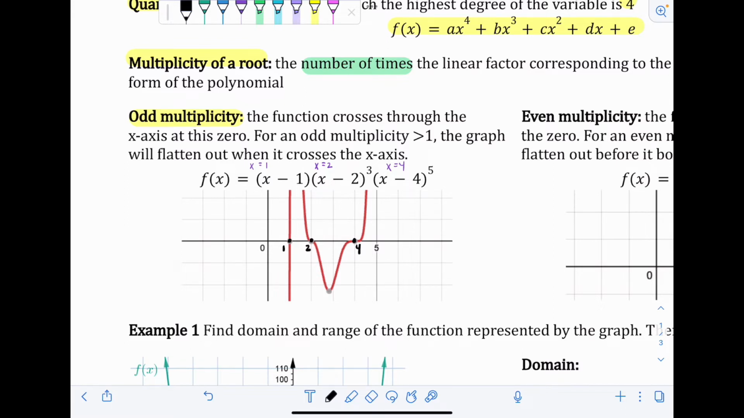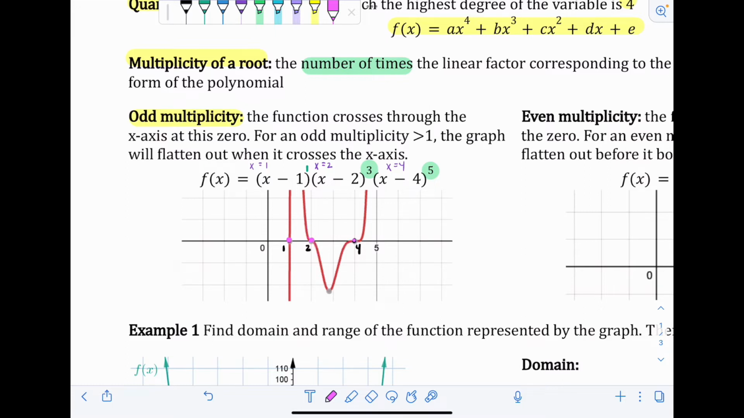So if we look back at the multiplicities of each factor, this one doesn't have an exponent, so the exponent would be 1, the multiplicity would be 1. This one, the exponent is 3, multiplicity is 3. This one, exponent is 5, multiplicity is 5. So they all have an odd multiplicity. Those are all odd powers. So that's why, at the x-intercept of those points, it crosses through there every single time. We cross through right here, right here, right here.